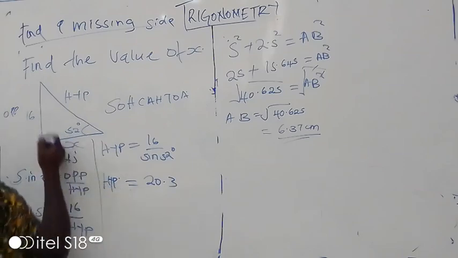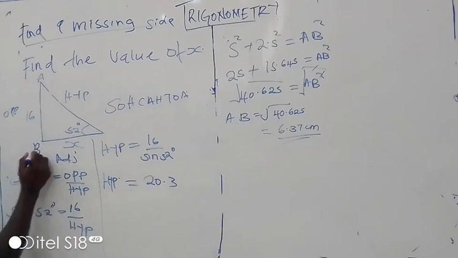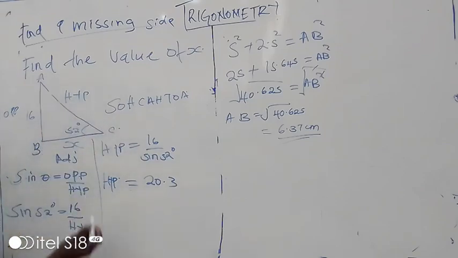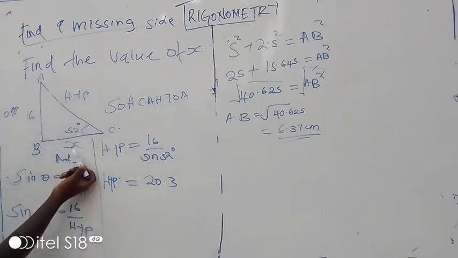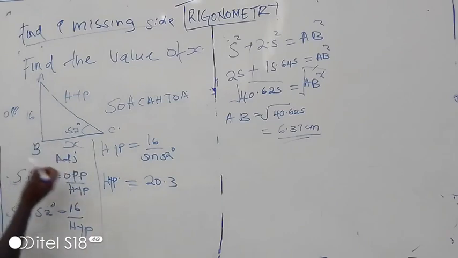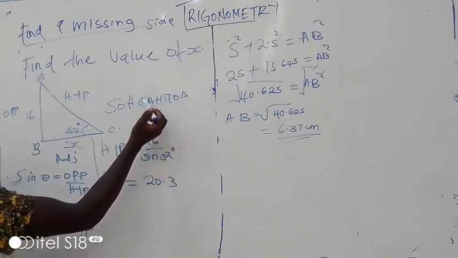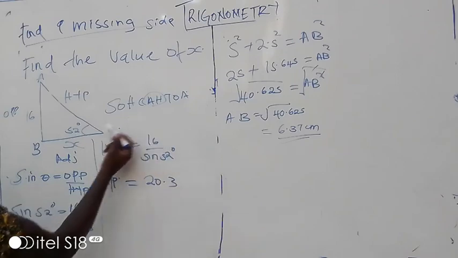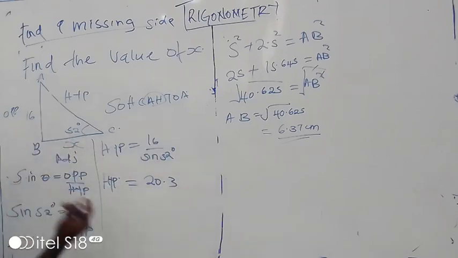And now we still need to find x. For you to find x, you could use adjacent over opposite, but there is no such ratio, so you can use opposite over adjacent.